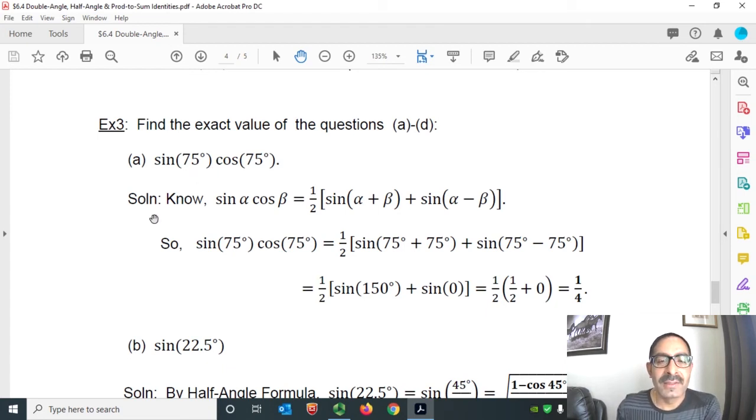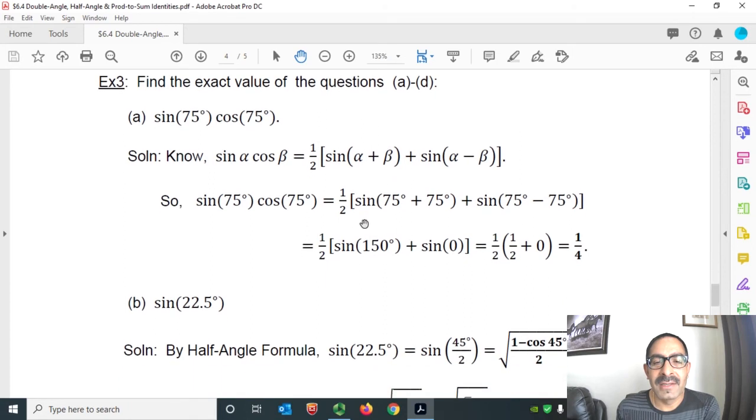So let's apply the product to sum formula. This is the formula we had earlier. Then alpha is 75 degrees, beta is this 75 degrees. Then it turns out that 1/2 as it is on my right side, sine of 75 degrees plus 75 degrees, where alpha is 75, beta is 75, plus as it is, sine as it is, alpha minus beta is 75 degrees minus 75 degrees.